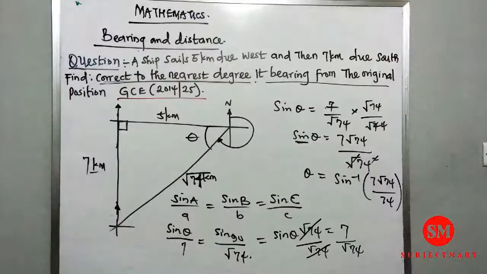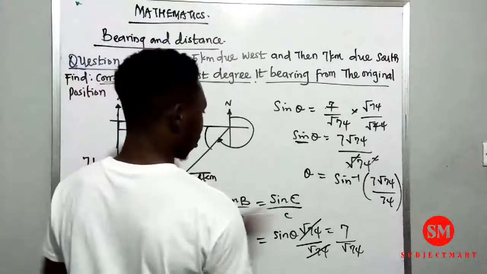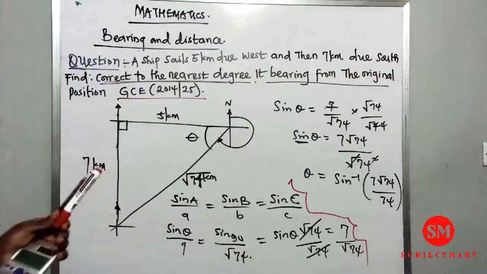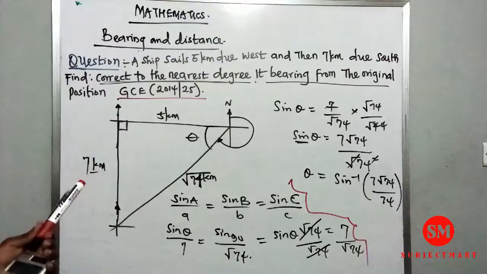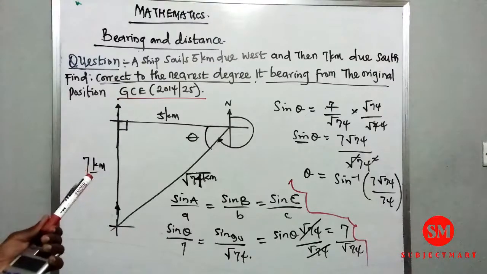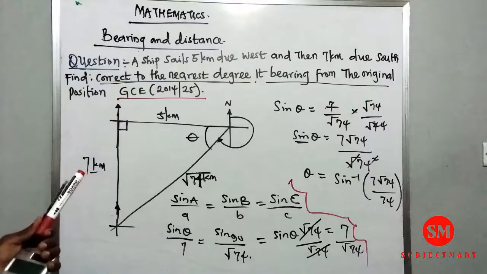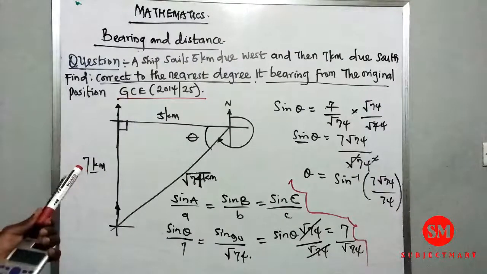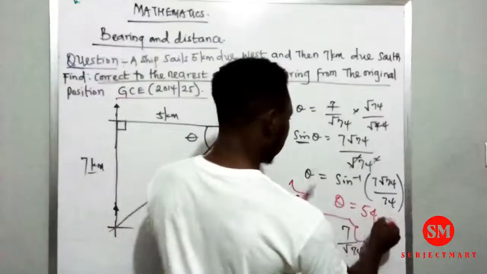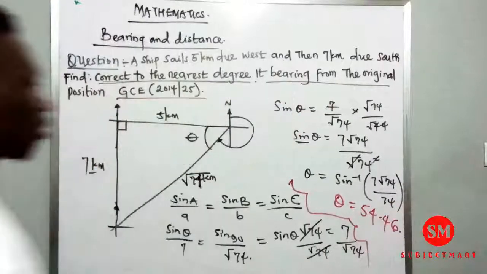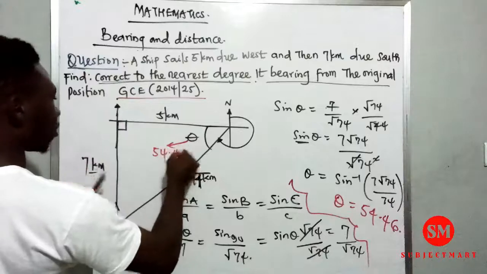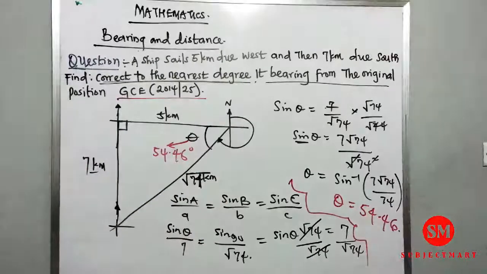Evaluating that, what's it going to give us? You can use your calculator to find that. Press Shift, then sine, which gives you sine inverse. Then press 7 root 74 over 74. That is it. Your theta here will now be equal to 54.46 degrees. Now let us find this external angle.